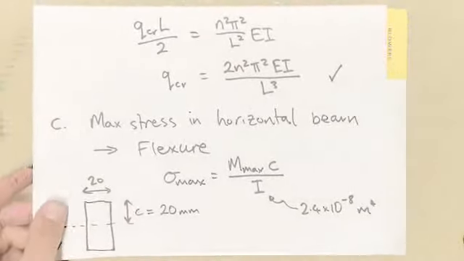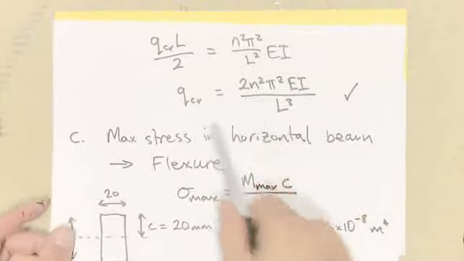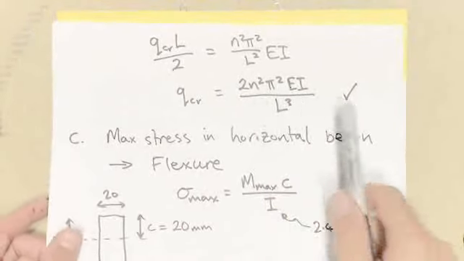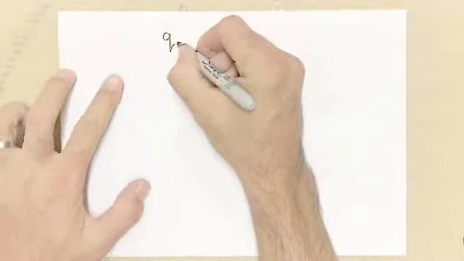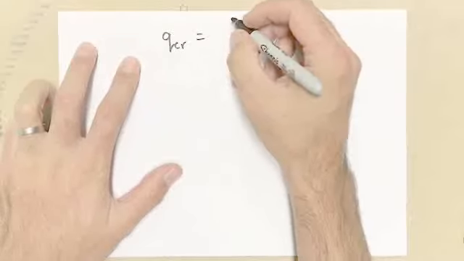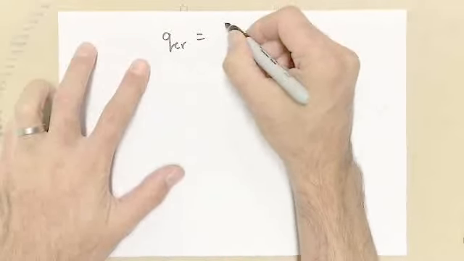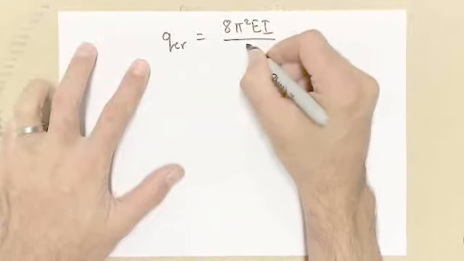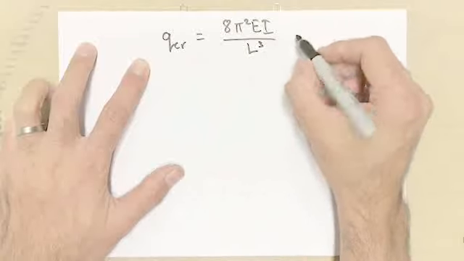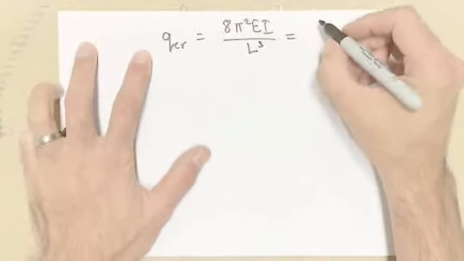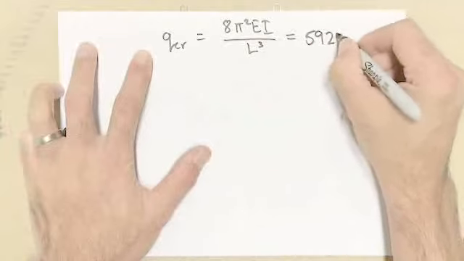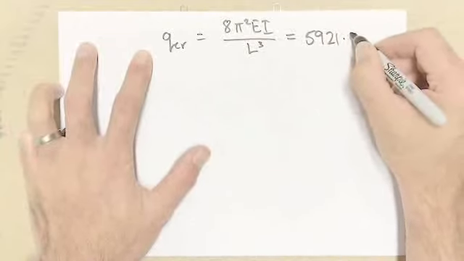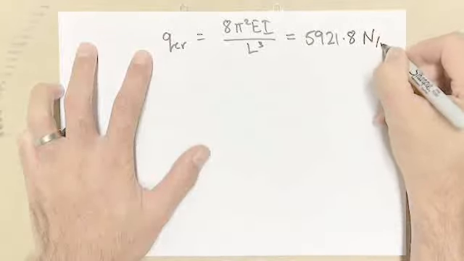So we can actually calculate the critical load, QCR, because we know N, we know all these other properties. So if you do that, you have QCR is equal to, what was N? N is 2, so it's N squared, it's 8 pi squared EI on L cubed. And if you stick in all the numbers, I won't write them in here, so as not to waste your time, you get 5921.8. Probably don't need the 0.8 newtons per meter.